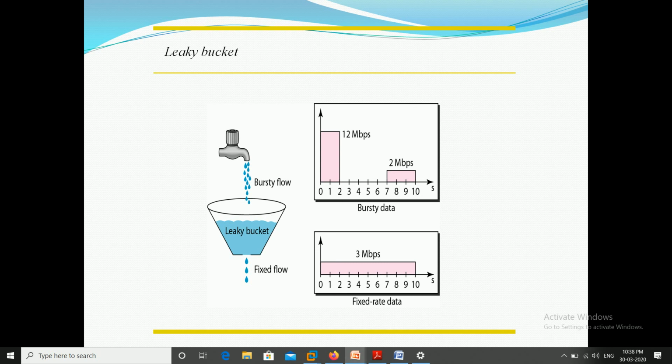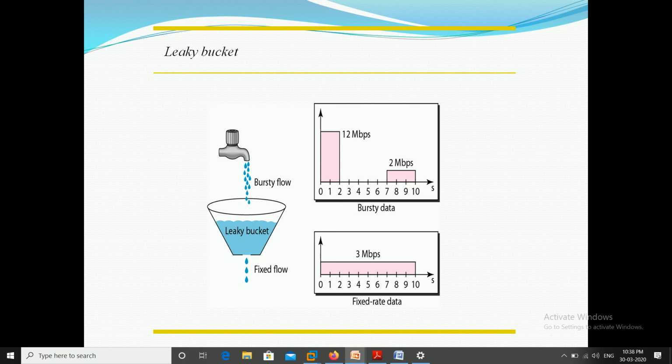On the upper side, the water keeps pouring into the bucket, and water gets out from the lowest part. Now, whatever the speed of water from the tap, it will come out of the outlet at a constant speed. You understand or not?